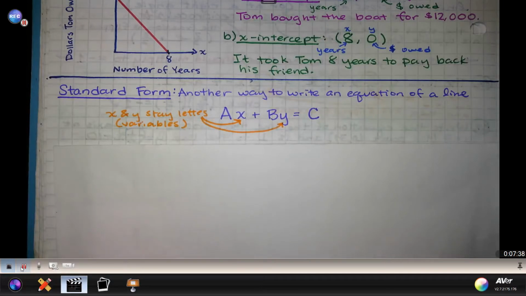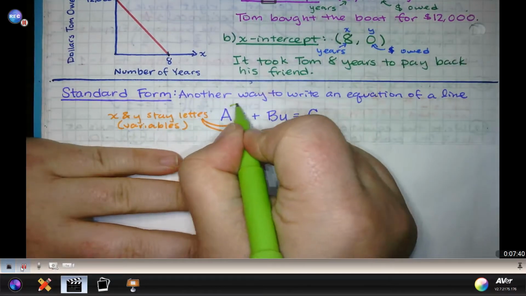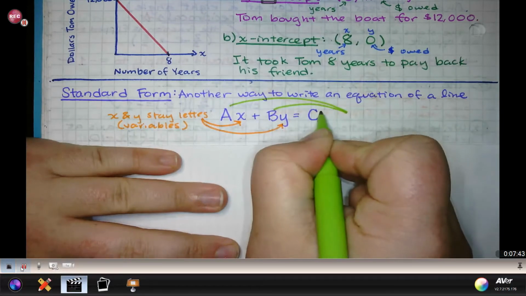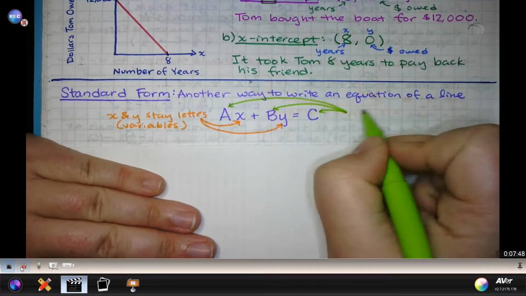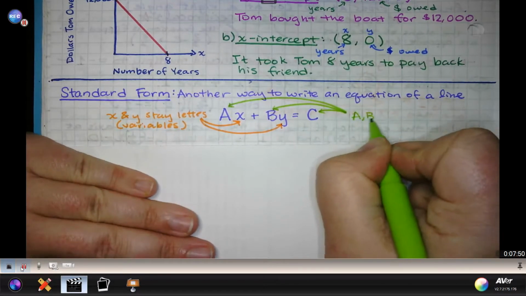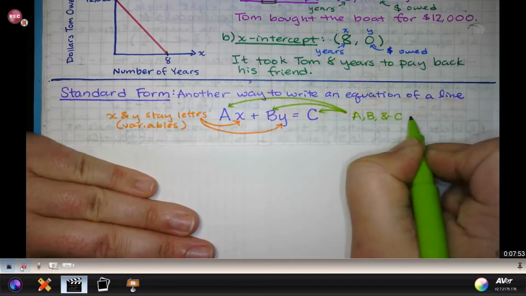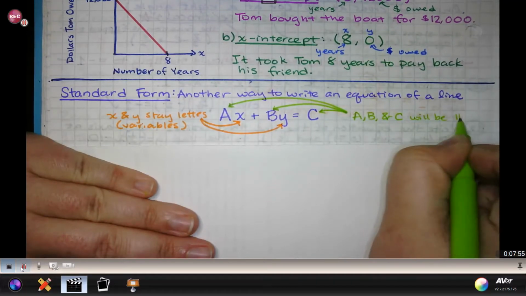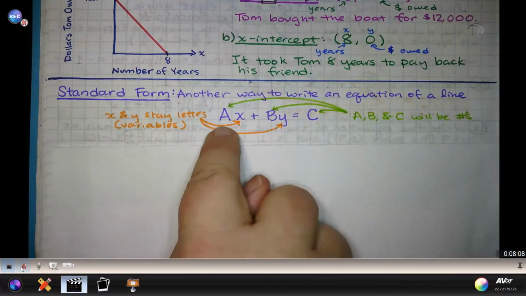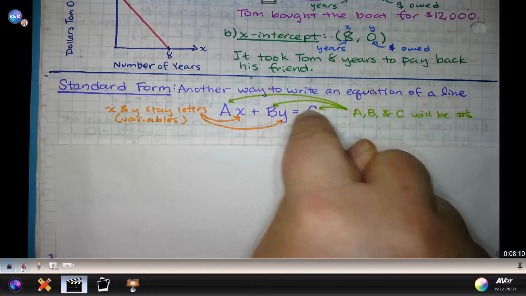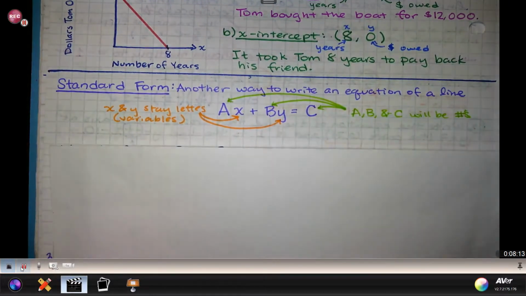You can take any point and plug it in and it would be true. Then we have A, B, and C. Okay, and these are numbers. So A, B, and C will be numbers. Okay, so those will be replaced with numbers. Typically we like them as whole numbers, but we'll get to more of that later. But that's the way it is. So x and y, notice that it's in alphabetical order. X comes first, y comes second, equals, and then the number without a variable is on that side.